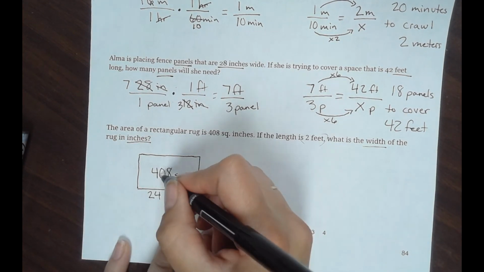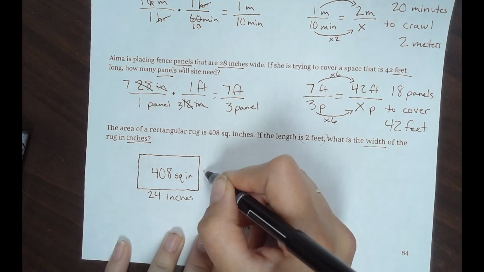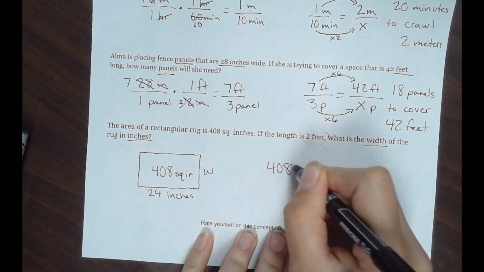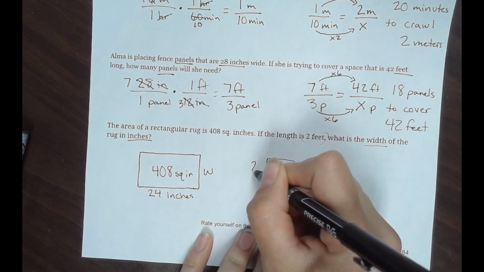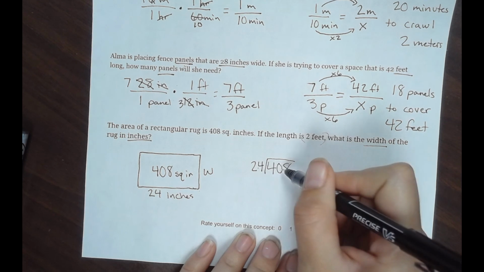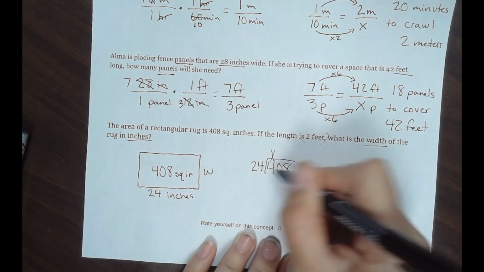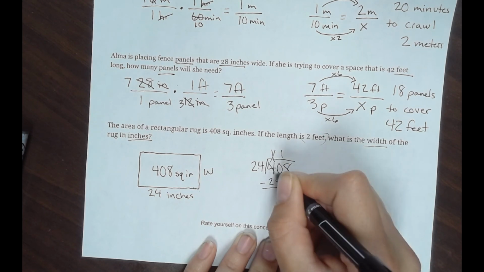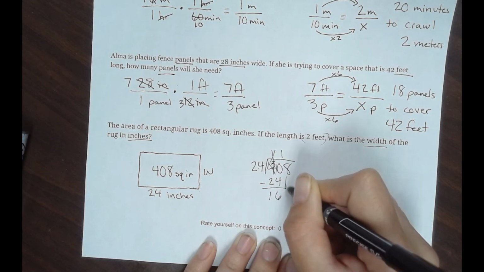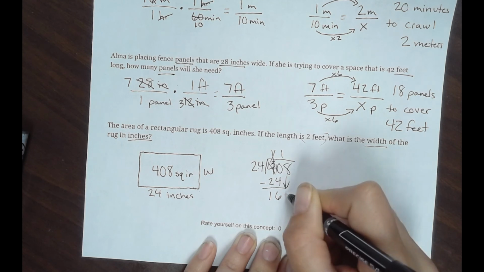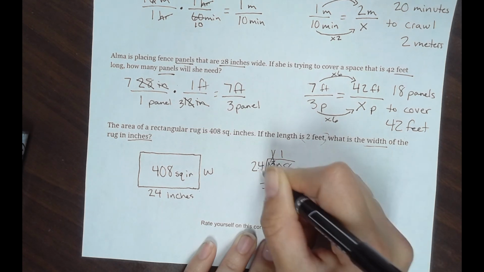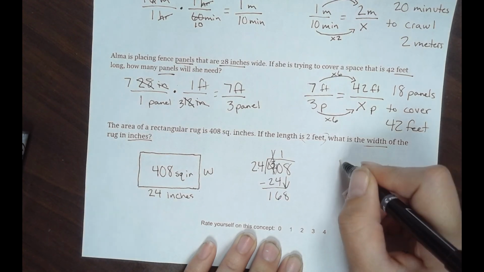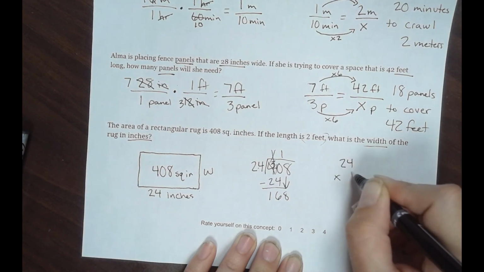Well, I'm going to have to do 408 divided by 24 to figure out the width. So 408 divided by 24. 24 goes into 4? No, it doesn't. 24 goes into 40 one time. Minus 24. I have to borrow here. 10 minus 4 is 6. Down to 8. 24 goes into 168. I'm guessing 8 times. 24 times 8.